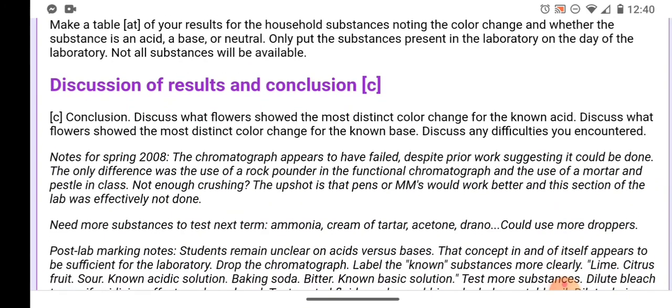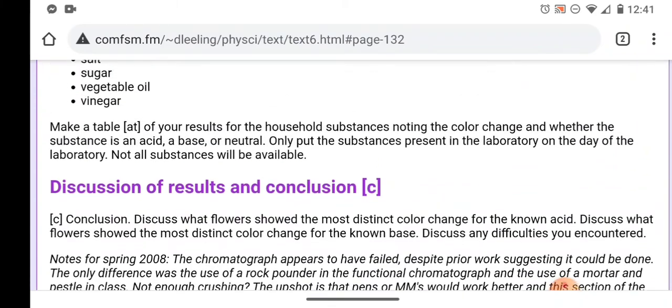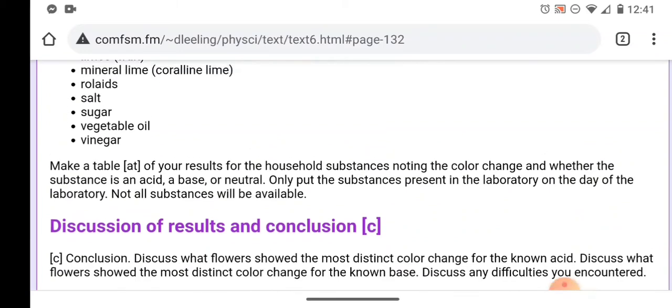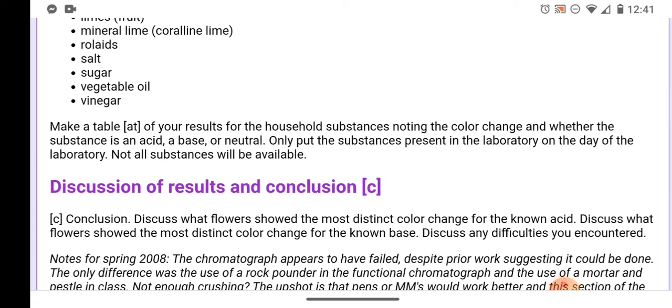And then in the discussion, if we've got multiple different flowers being used, you can talk about which ones had the most distinct color change, and discuss any difficulties you had. But most of the conclusion is this table of acids and bases. So it's a bit of an introduction to the chemistry of acids and bases and detecting acids and bases.